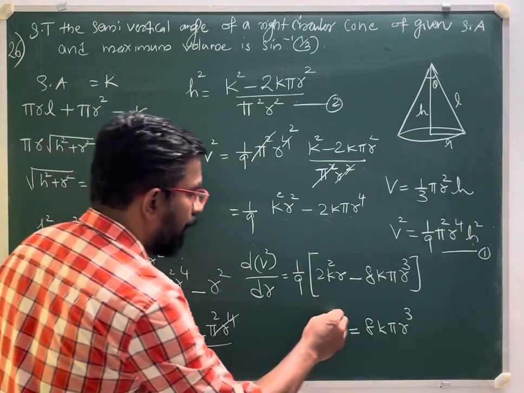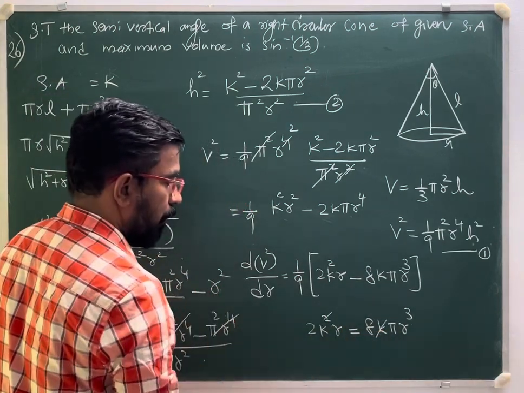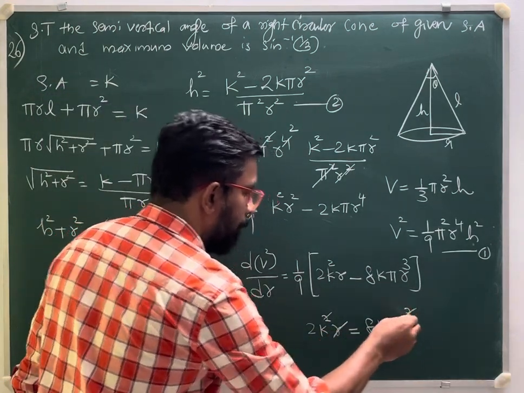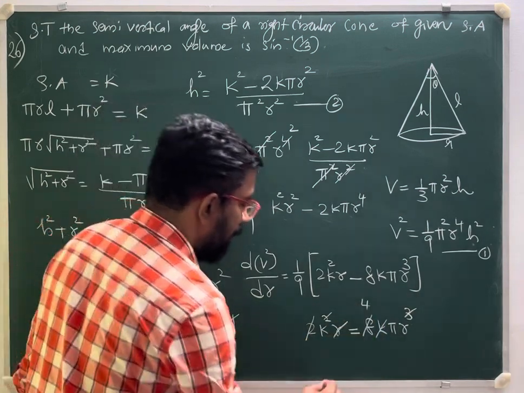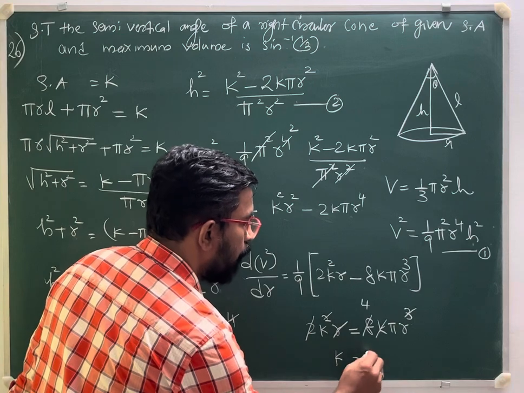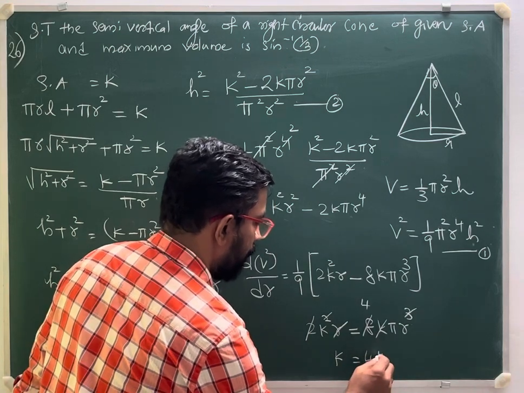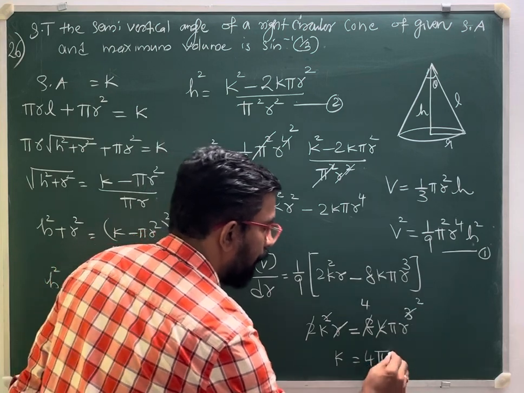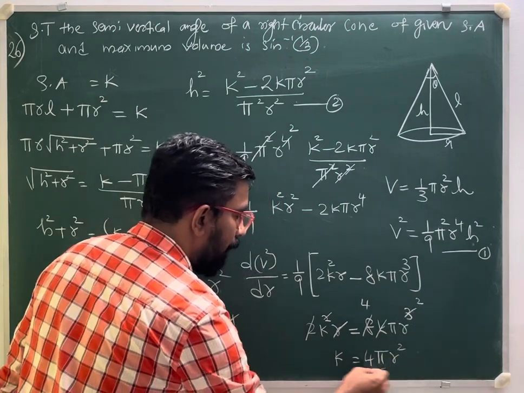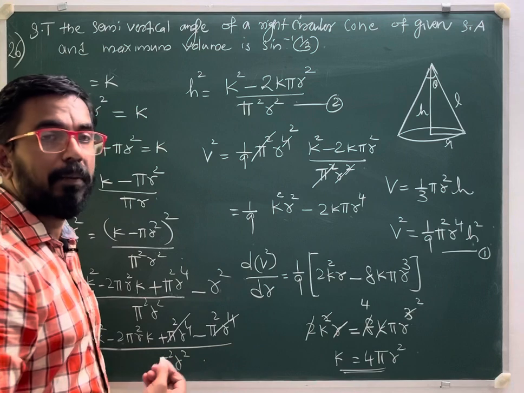So you will get 1 k cancelled, 1 r cancelled, and 2 and 8 cancel, you get 4. So ultimately, I get k is equal to 4 pi. Here 1 r cancels, here you will have r cube, it will become r square. So this is what I am going to write as my critical point.